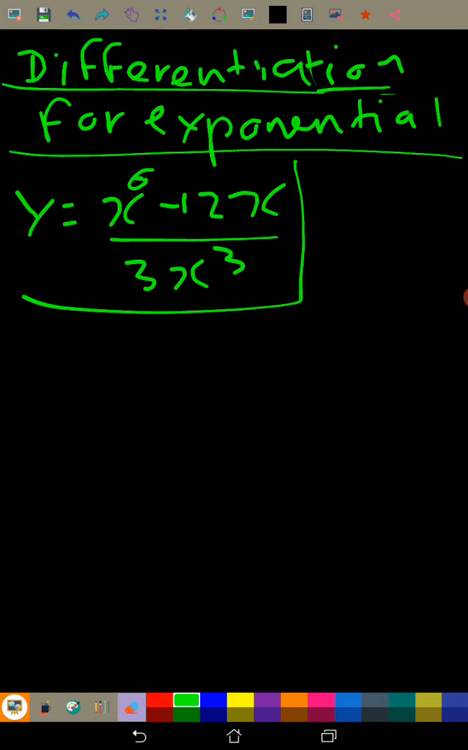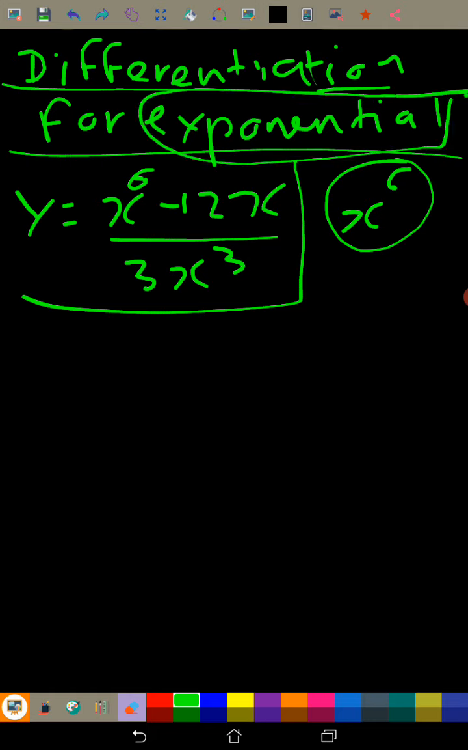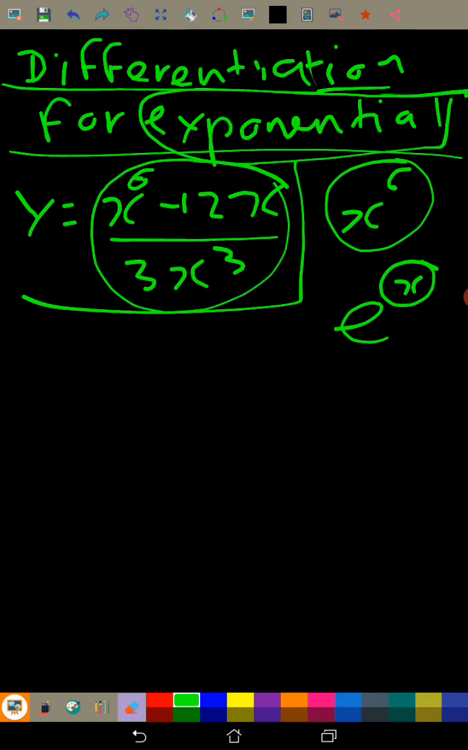It's x to the power 6 minus 12x, divided by 3x to the power 3. We have to simplify this, and since we're working with powers, this will help us later on to work with exponentials, because an exponential is in the form of e to the power x. So we can rewrite it as y is equal to 1/3 x to the power 6 times x to the power of minus 3.